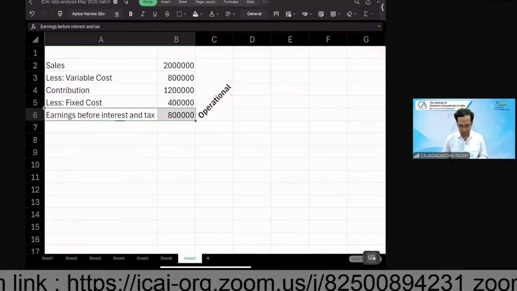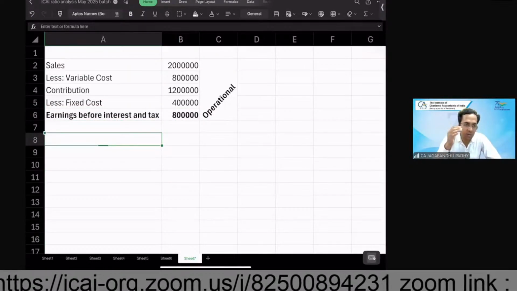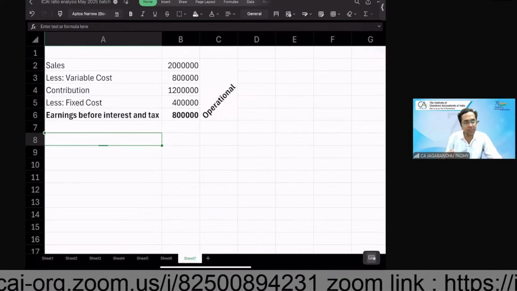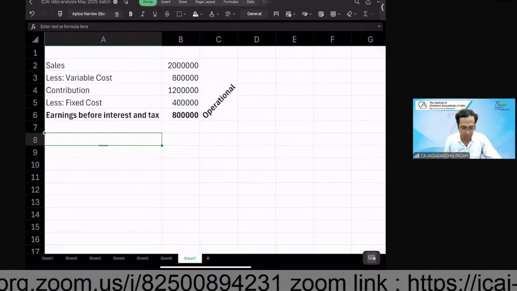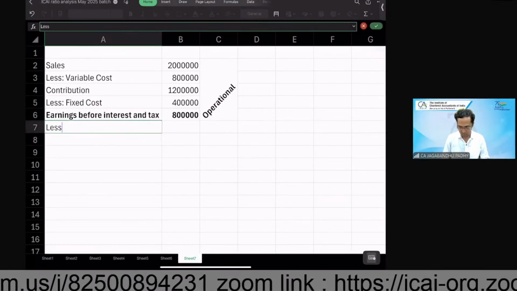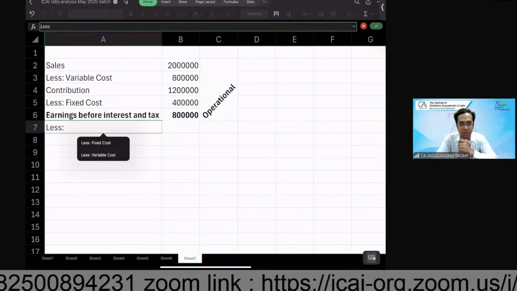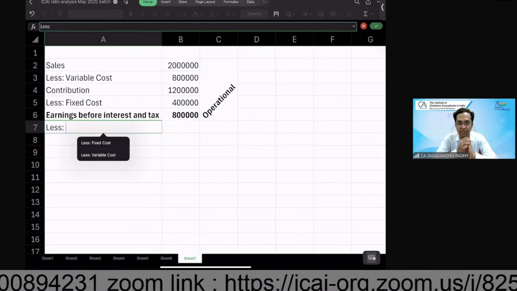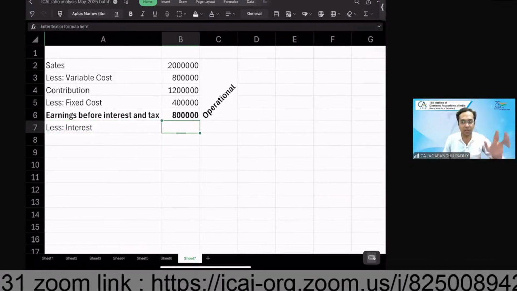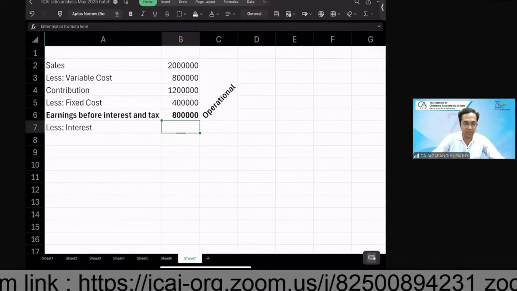Now, since we have this number as EBIT, this is the borderline. Before this are all your operating items, and after this, all your financing items are going to come. Any guesses what is going to be subtracted from earnings before interest and tax? Interest. Perfect. We are definitely going to subtract all sorts of interest, guys, right?